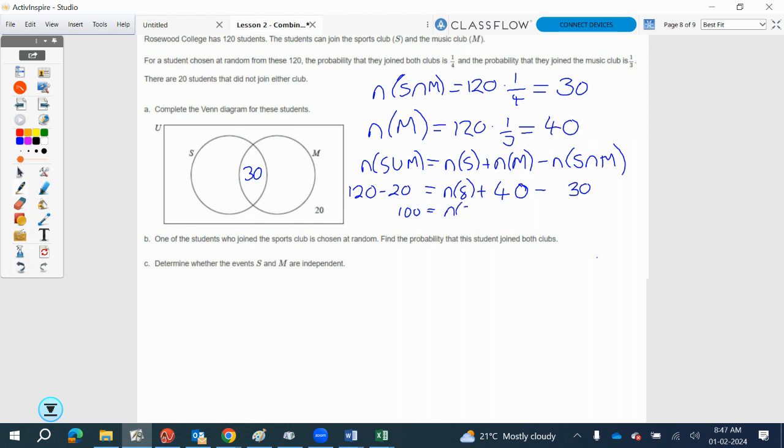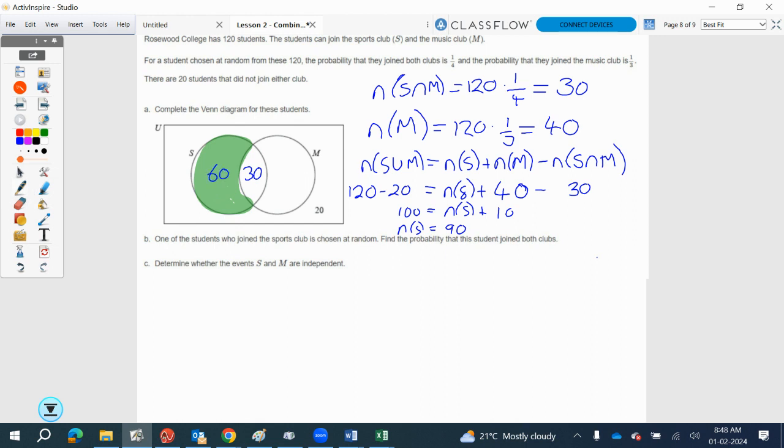This is the number of elements in S. This is 40 minus 30 is 10. So how many are in S? 90. So if there are 90 in S, how many are there here? 60.